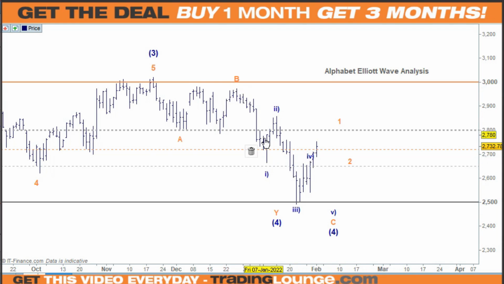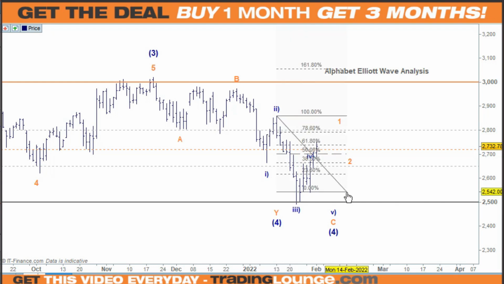So we can't call this down for 1 and back for 2 and then down for 3 and back for 4 because it's overlapping. So we could call it down for 1, back for 2, down for 1 and back for 2 at this stage. So it could be another 2 and we could be in a big bear market.